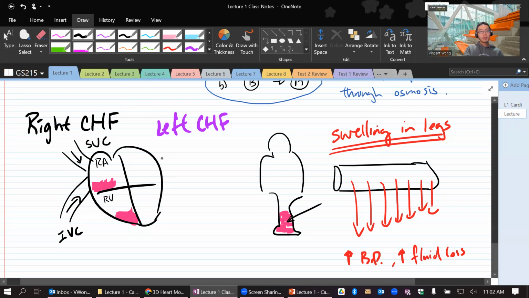Okay. So what's supplying blood to the left side? What vessel is this? This is the pulmonary vein, right? So if you have a backlog of blood going on here, then the pulmonary vein is not going to be able to empty completely, and that causes buildup of fluid in the lungs. So for left congestive heart failure, you would have pulmonary edema. Edema is swelling, fluid accumulation. So instead of accumulating in the legs, you would have accumulation in the lungs.